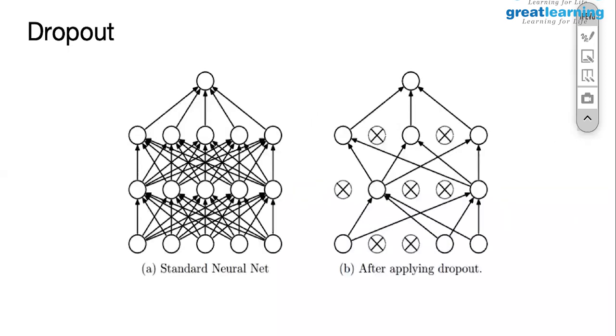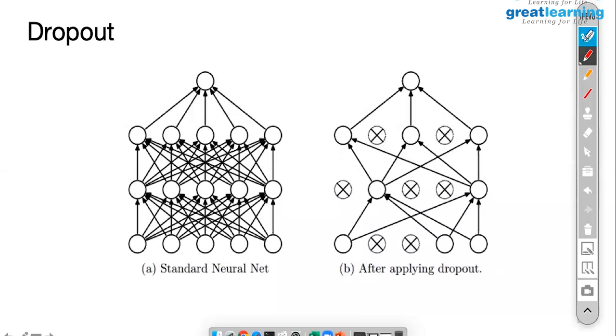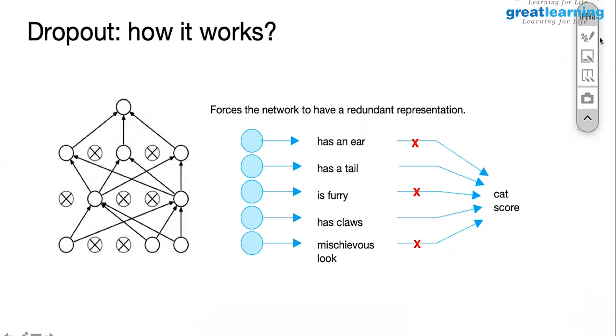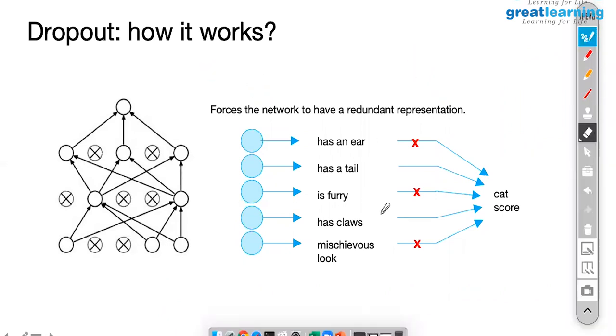All right. Now, this is what it looks like. Here on the left-hand side, they have shown a fully connected neural network. Here they have reduced certain neurons out of it, and the model gives almost a similar performance. So I can say that yes, in this case, dropout kind of works. Okay, if you look at this, I feel this is a little silly example, but yes, it will create some impact. What it says is, what if you have got some features? This particular neuron classifies that a particular image that we have given has an ear, it has a tail, it is furry, it has claws, it is having mischievous looks.